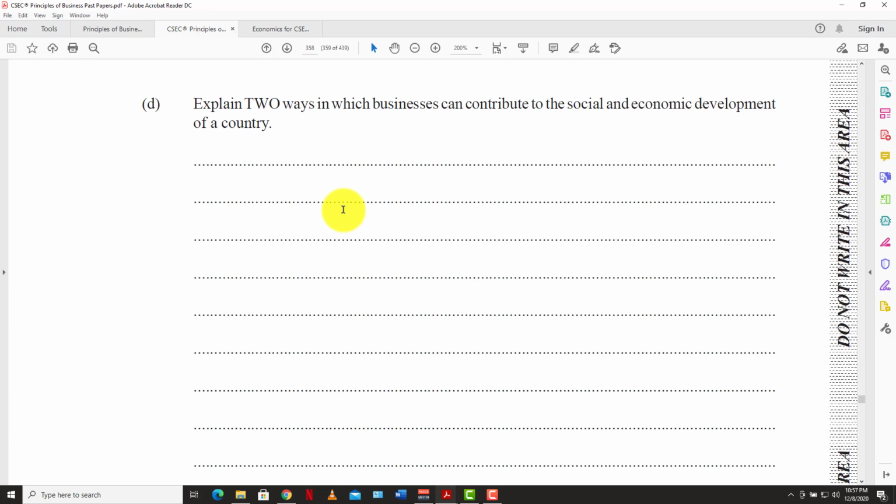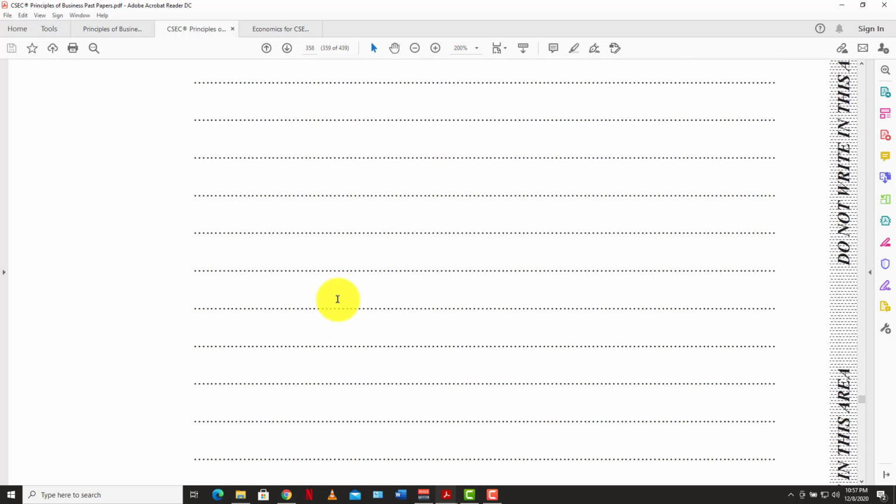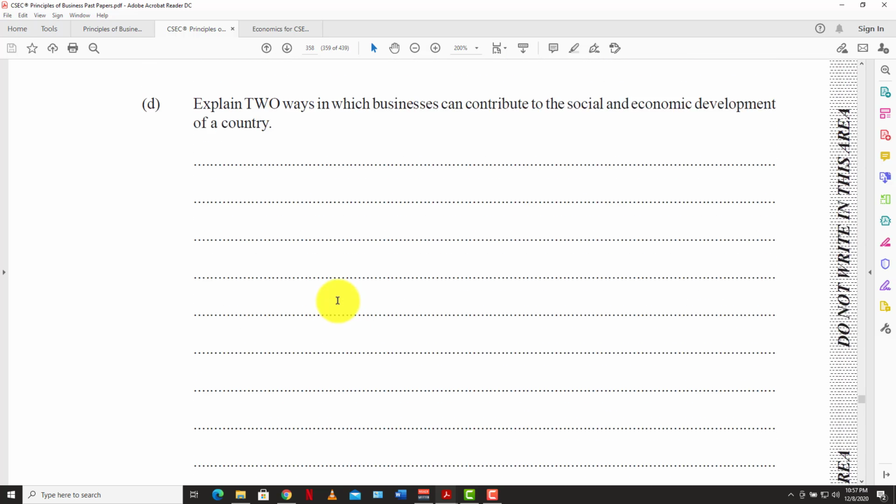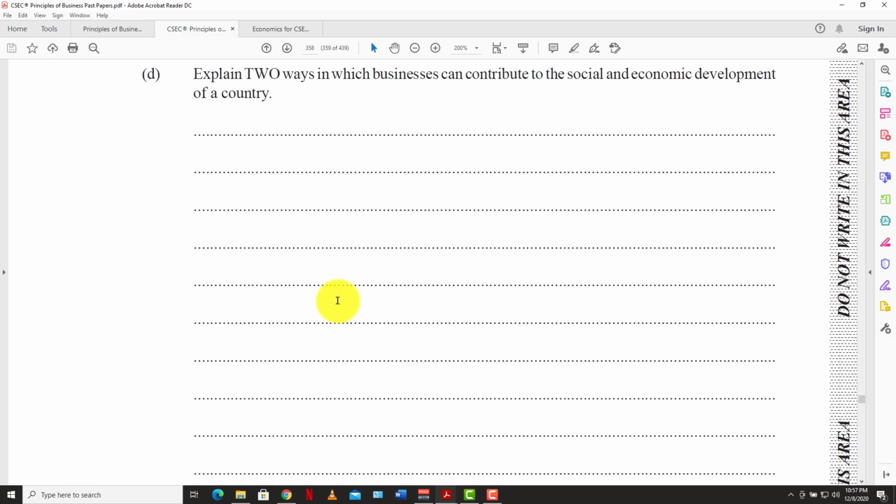So I gave you about four. You can choose any two and just go to town with them. Nice, healthy mini paragraphs, and that should cover the 6 marks easily, right? So that's basically it for question 1. So we're going to stop it for now.